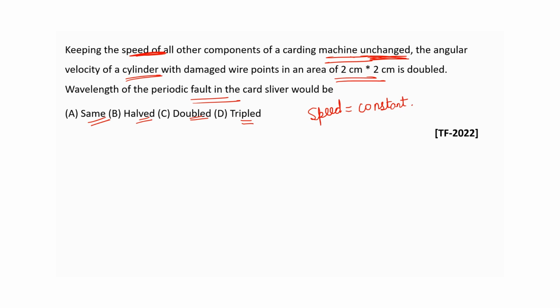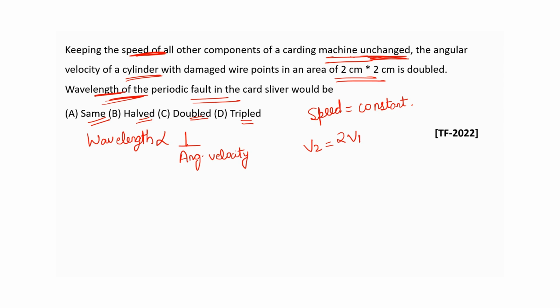And then angular velocity for second. So angular velocity V2 is doubled. Angular velocity of a cylinder with damaged wire points in an area 2 cross 2 cm is doubled. So V2 is equal to 2 times V1. Also, we know that wavelength of a periodic fault is inversely proportional to the angular velocity, and you need to find the wavelength. So wavelength is inversely proportional to angular velocity. So angular velocity is given, and simply you can solve this question.